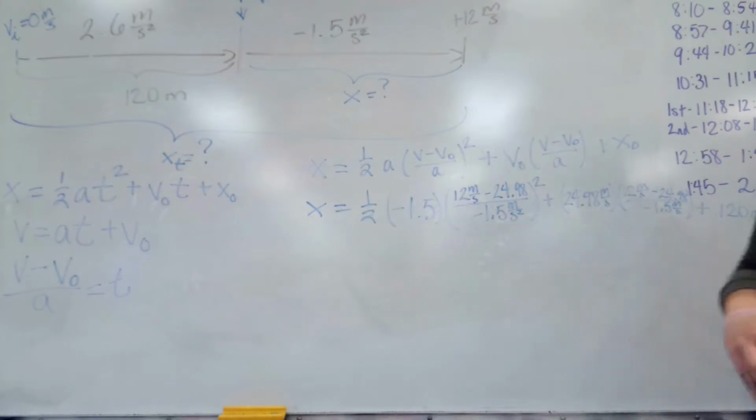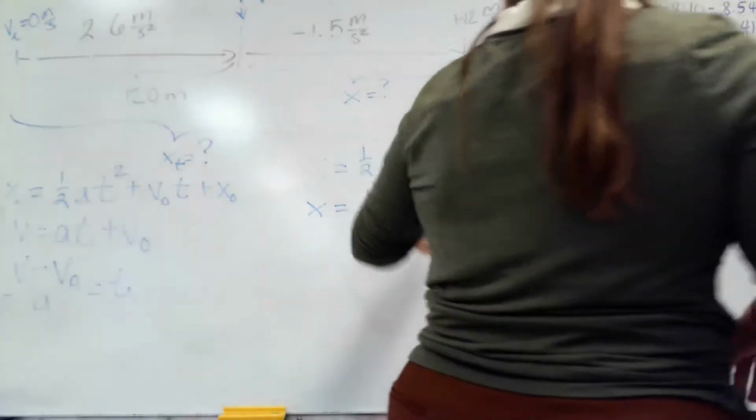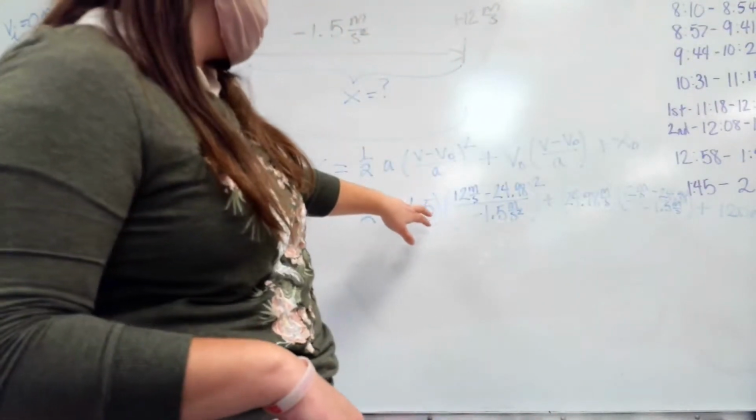Did you get an answer? No, I just have a question. Okay. So why are you supposed to put meters per second, negative 1.5 meters or what? Yeah, this should be meters per second squared. Sorry, I forgot units. Okay.